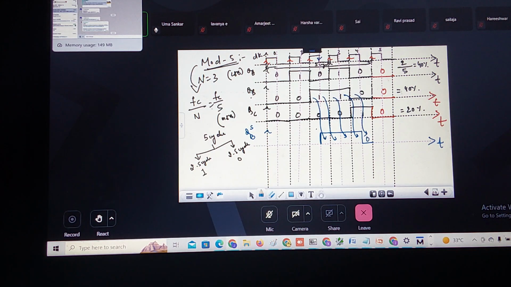Now this 0 comes here. Again, what happens to this 0? Since this cycle will keep repeating every 5 cycles, now this 0 comes here.